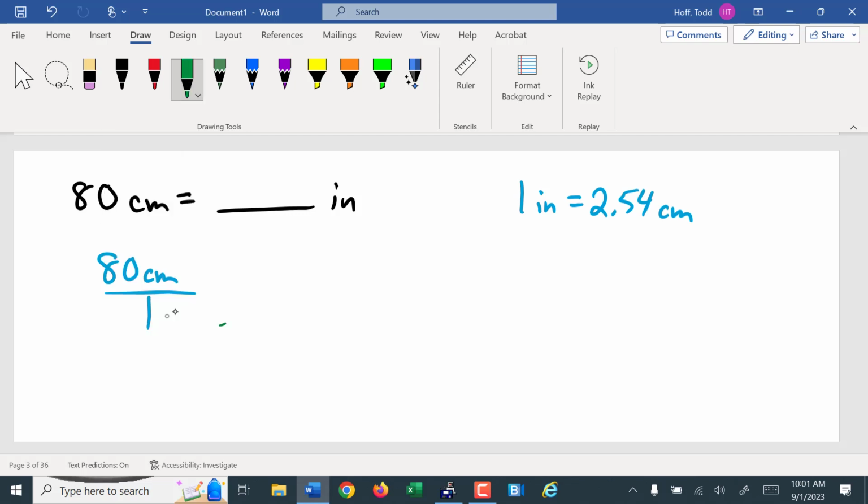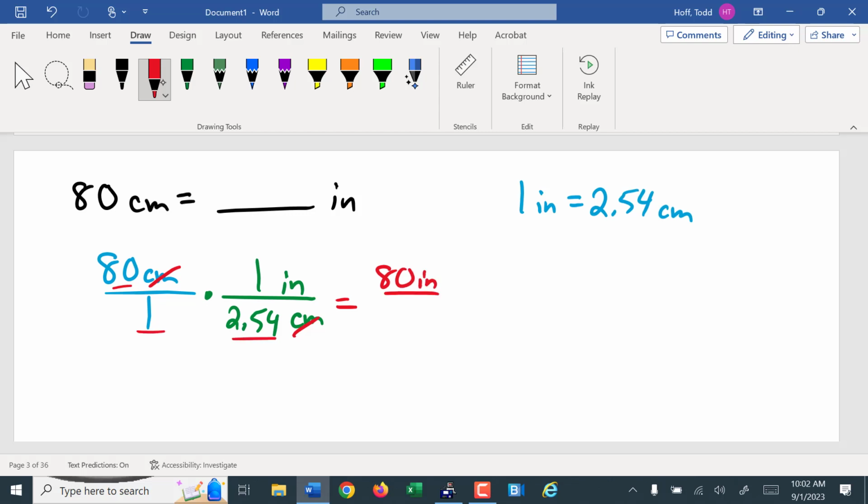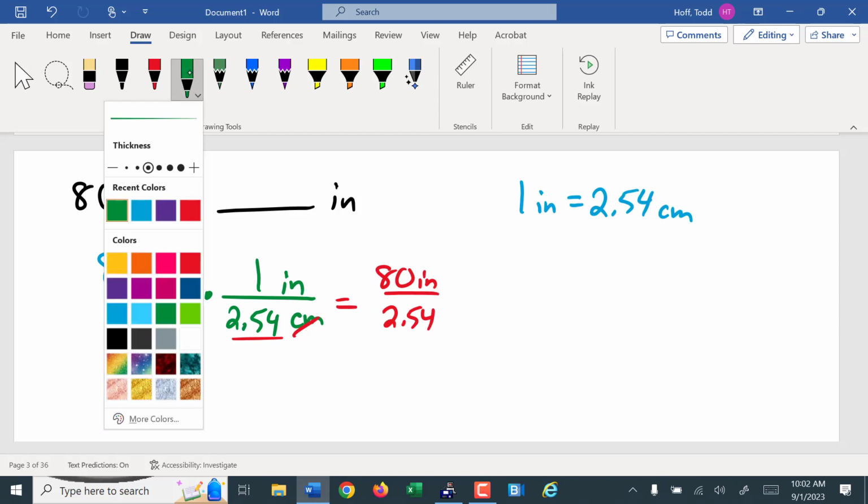So we put our 80 centimeters over 1. In our conversion factor, what's going to go where? Centimeters on bottom, so they cancel out. Good. Then what else? 1 inch on top. 2.54 goes with the centimeters on bottom. So now the centimeters cancel out. Then we multiply straight across. 80 times 1 inch is 80 inches. 1 times 2.54 is 2.54 on bottom. And of course, we need to divide that out.